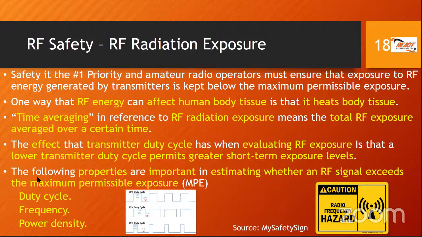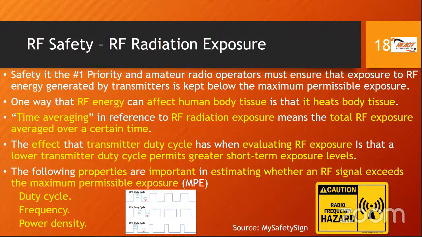So we need to know that for the exam in terms of evaluating your RF exposure to transmitters and the antennas. Also, we need to know that when we are considering or estimating whether or not our RF signal is going to exceed the MPE, the maximum permissible exposure, there are three parameters or properties that we need to be aware of. We discussed already the duty cycle, but also the frequency as well as power density. So frequency is what frequency the transmitter is transmitting on. Is it HF, is it VHF, is it UHF? What part of the spectrum? What is the frequency that determines the MPE?